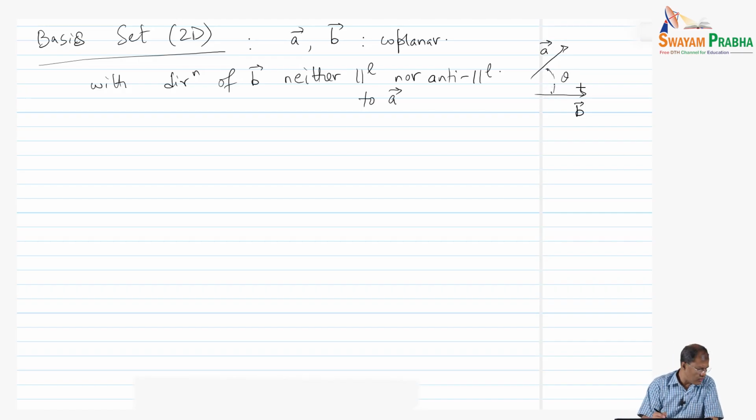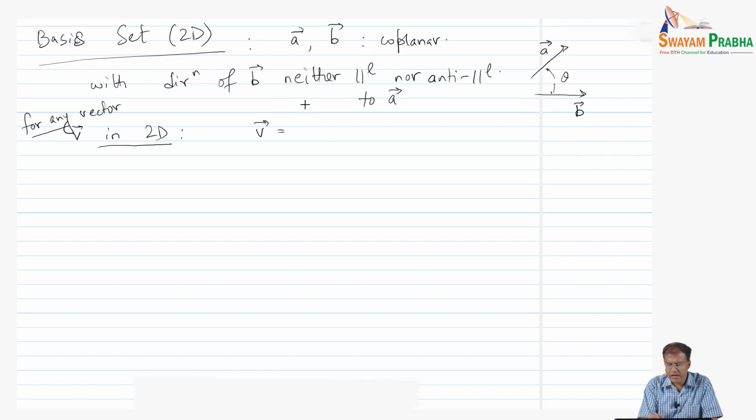So now we have that for any vector V in the 2-dimensional plane, I can always write V as a linear combination of the 2 vectors A and B, right? So V is lambda times A plus mu times B. Which means I can represent any vector in the 2D plane as a linear combination of these 2 coplanar vectors A and B, which are not parallel or anti-parallel. So basically they are not linearly dependent on each other.